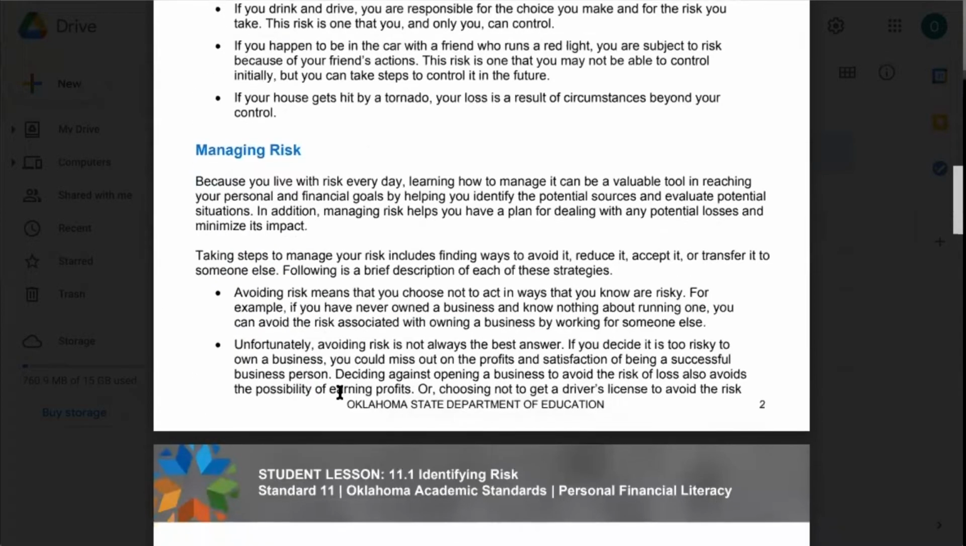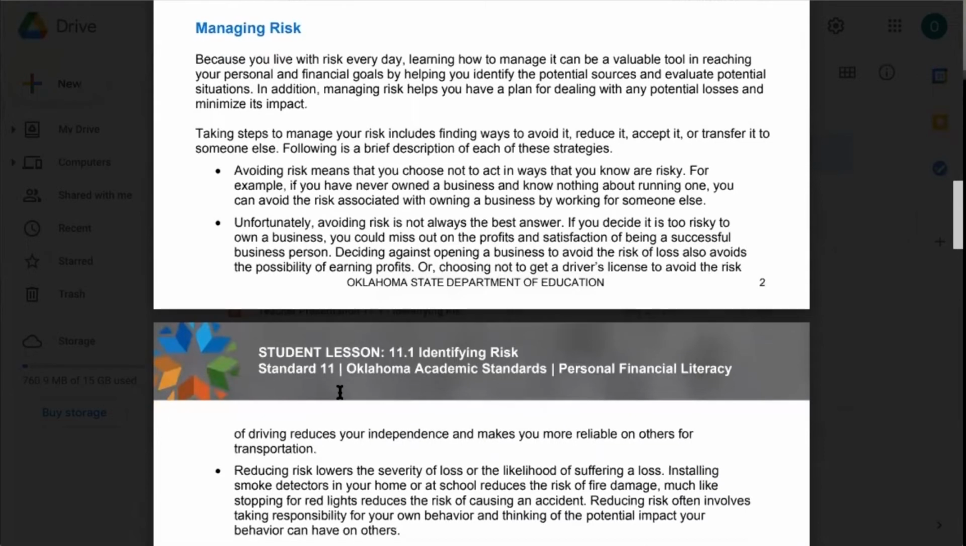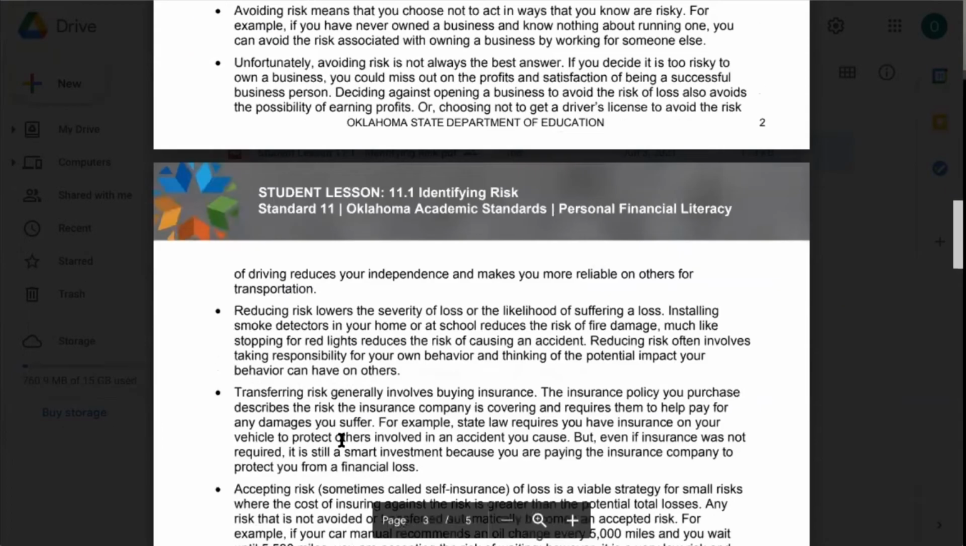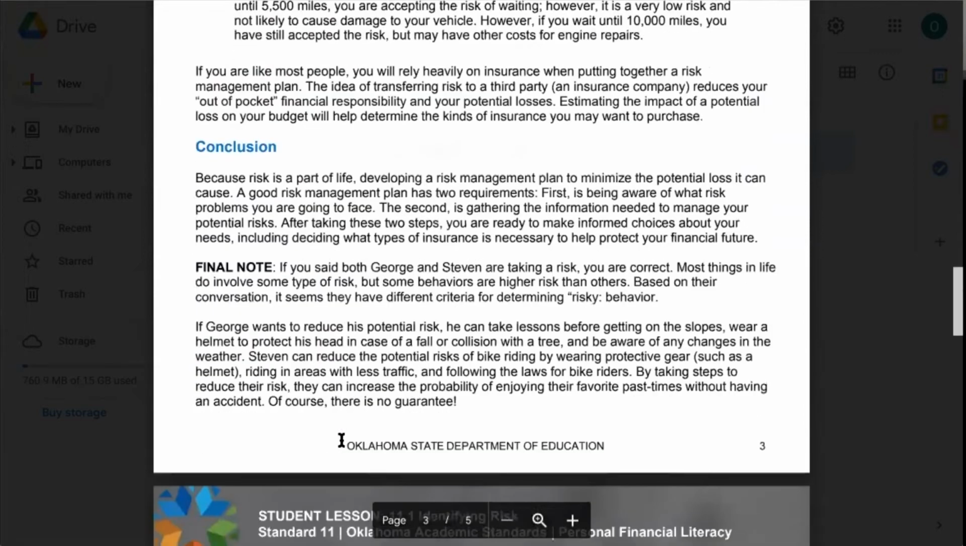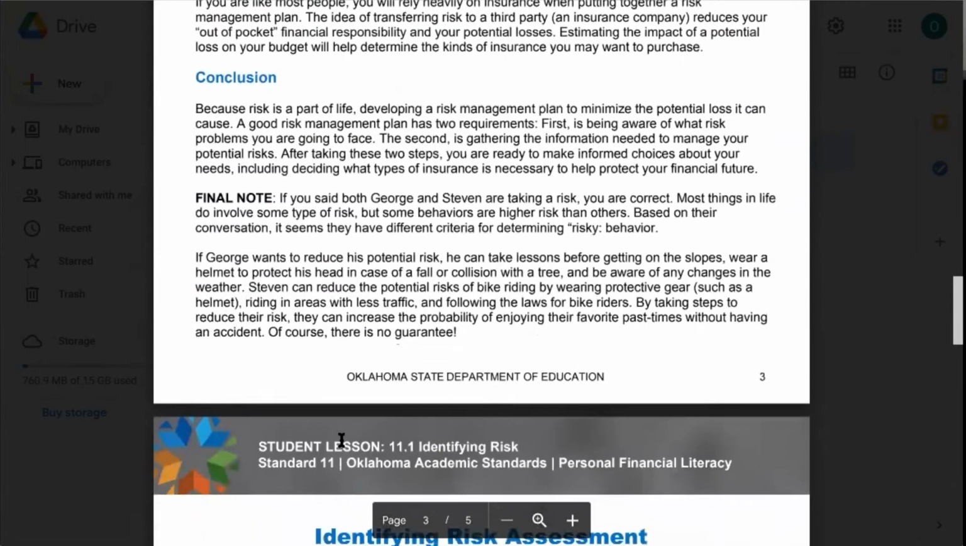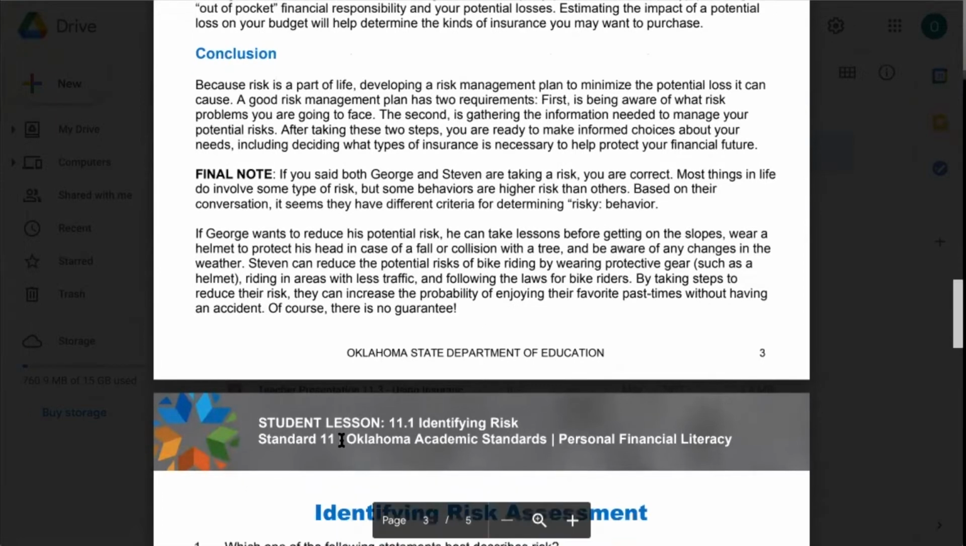And that's what you need to be prepared for, being prepared for the unexpected. And then going into managing risk. While we live with risk every day, learning how to manage it can be a valuable tool in reaching personal and financial goals, which is what we're talking about with personal financial literacy. So looking at those different areas and then going down to the conclusion that because risk is a part of life, we really need to develop a risk management plan, which involves insurance in most cases for handling that.